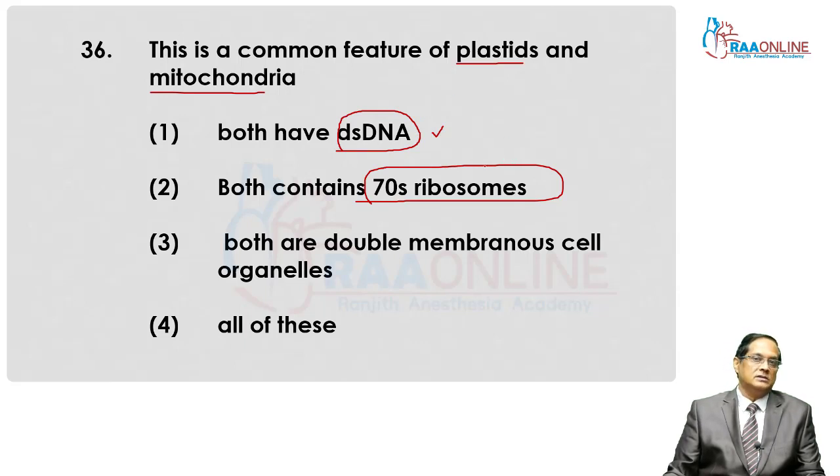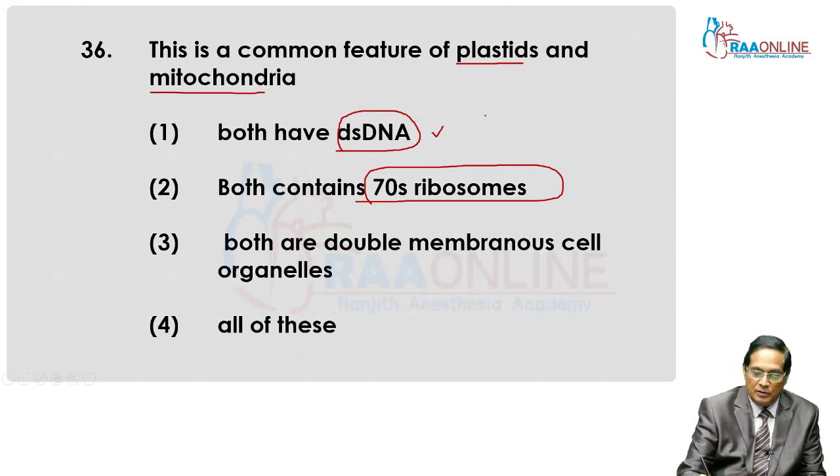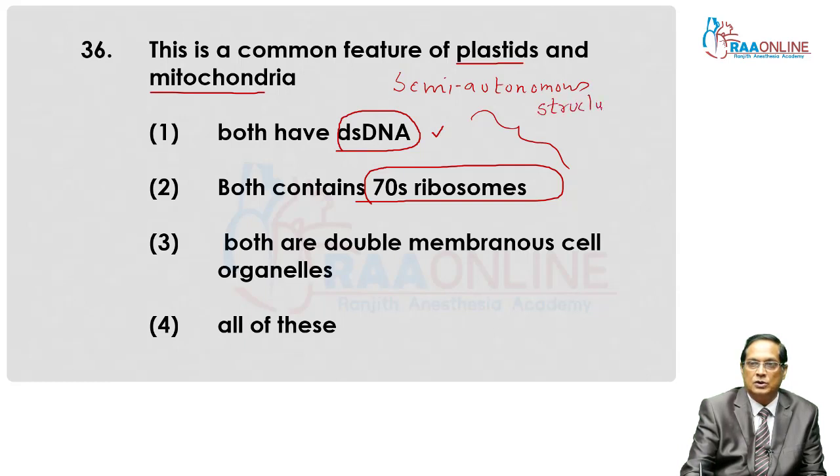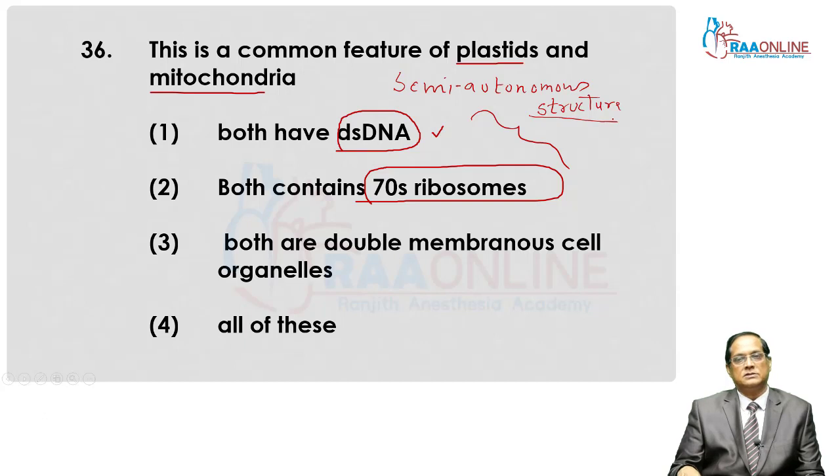So most of the enzymes and proteins needed by them are synthesized by the chloroplast and mitochondria themselves. That's why they are semi-autonomous cell organelles. Because of the presence of these two structures, mitochondria and chloroplast are called semi-autonomous structures of the cell.